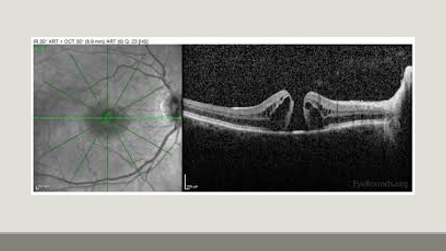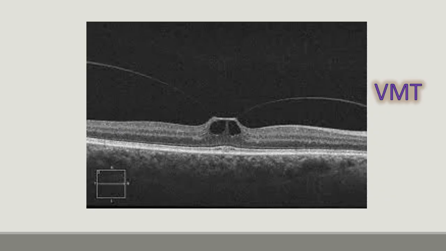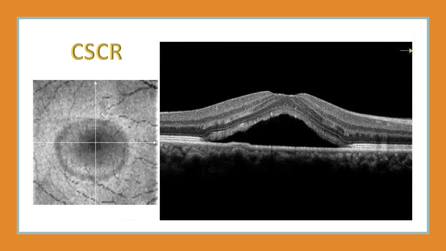Then we have this OCT of the macular hole. It is a grade 4 macular hole. We can see here there is the break. Then we have an OCT image of vitreomacular traction. Here we can see this is the vitreous, and it is causing the traction on the macula, and it is pulling the macula up. Then we have central serous chorioretinopathy.